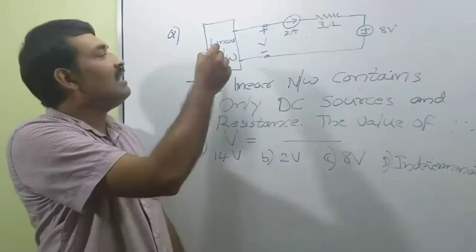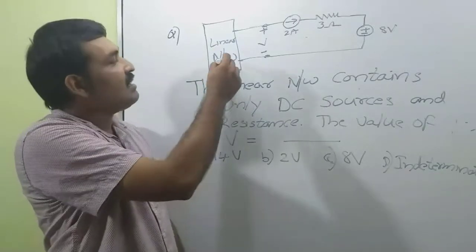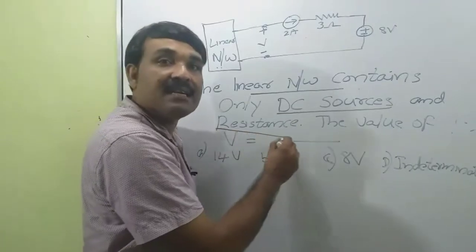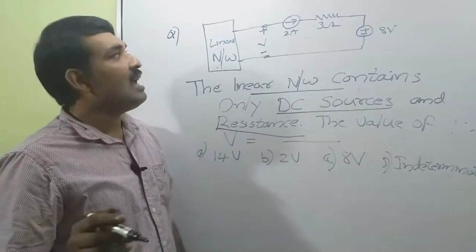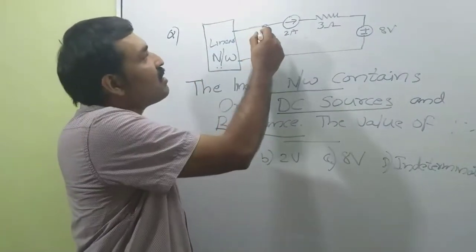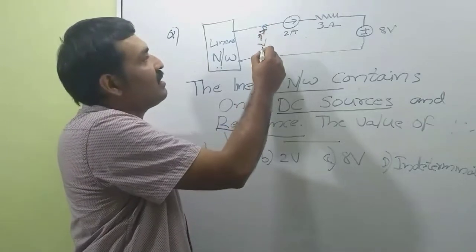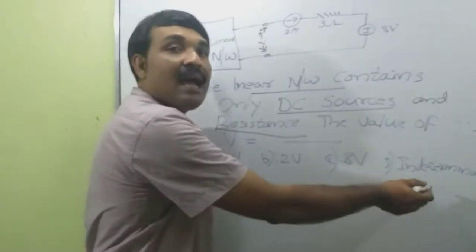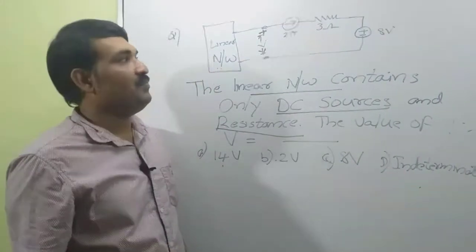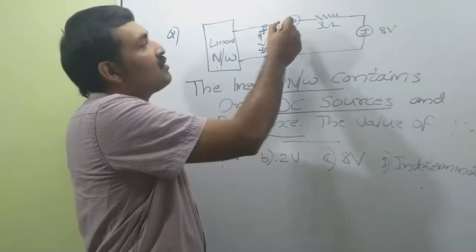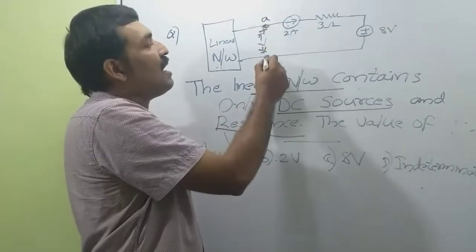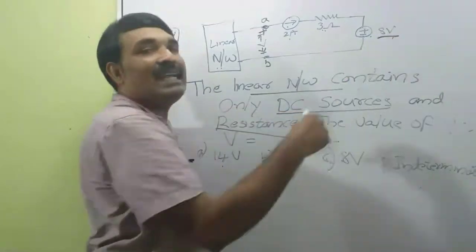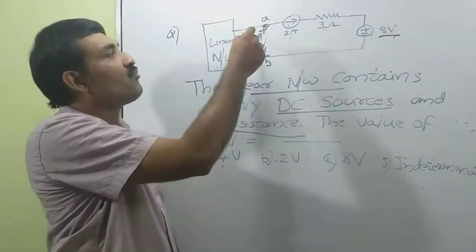Okay, we have a linear network, and this network contains only DC sources and resistance, that is a statement, and we want to find this voltage V. The options given are 14 volt, 2 volt, 8 volt and indeterminate, that is option D. Now we have a 2 ampere current source, this is our terminal A, B, a 3 ohm resistance and an 8 volt independent voltage source. Now we want to find V.